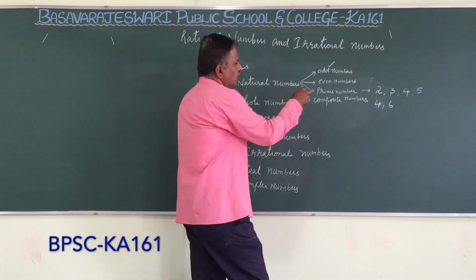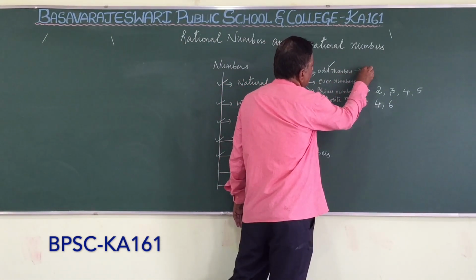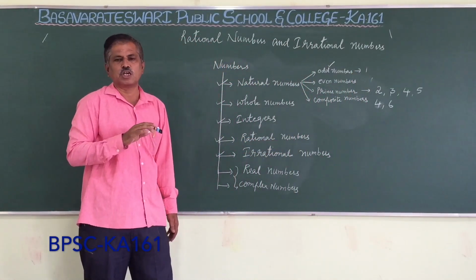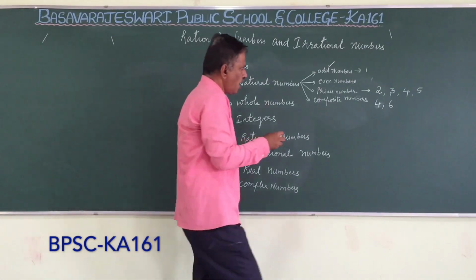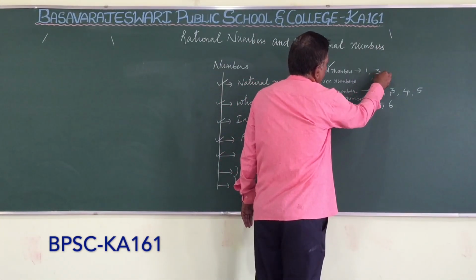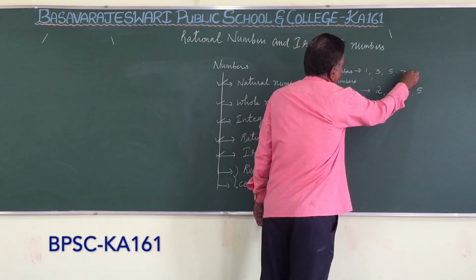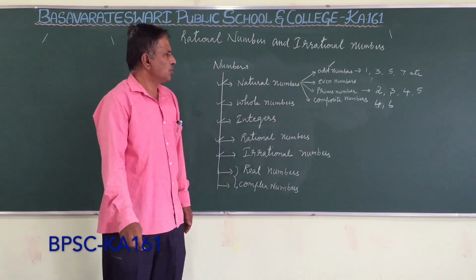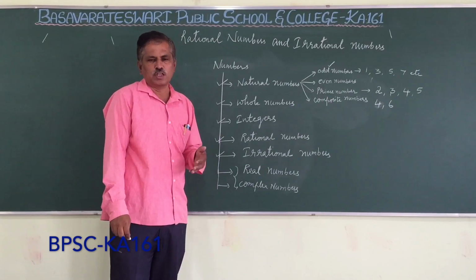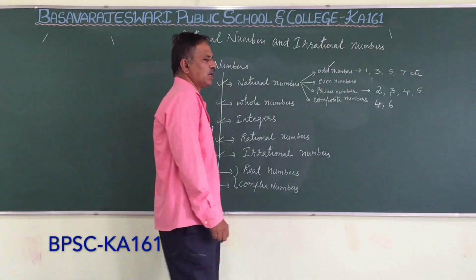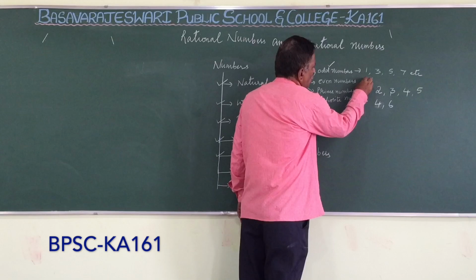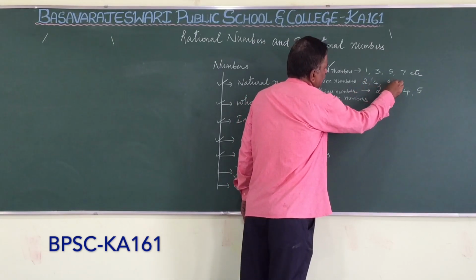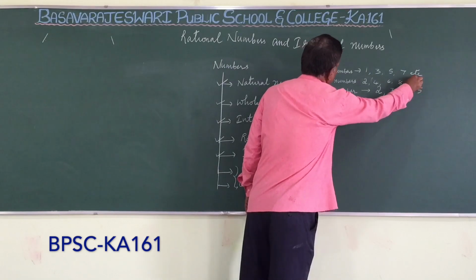Odd numbers means the numbers which are not divisible by 2 or the numbers which are not the multiple of 2. 1, 3, 5, 7, etc. Then even numbers means those numbers which are divisible by 2, or the numbers which are multiples of 2. 2, 4, 6, 8, etc.